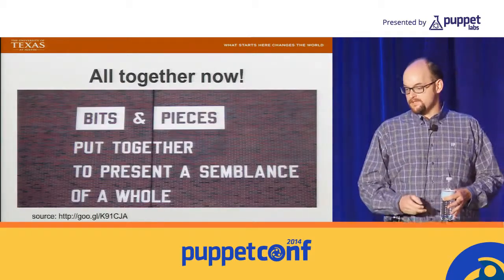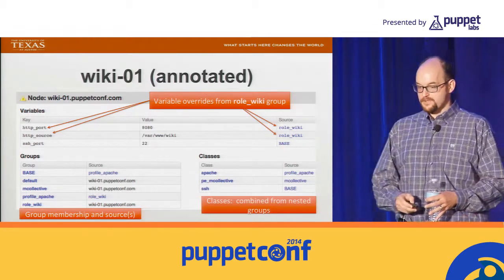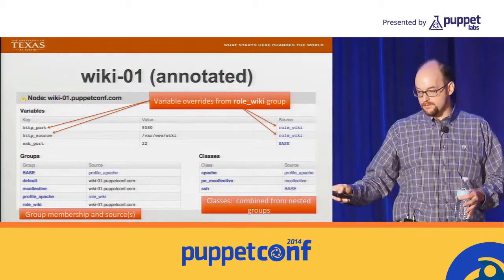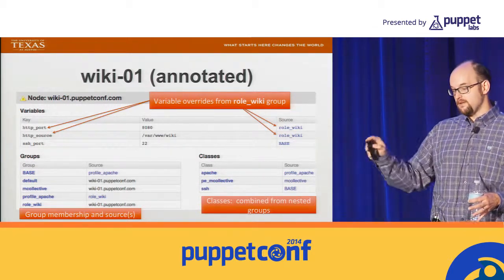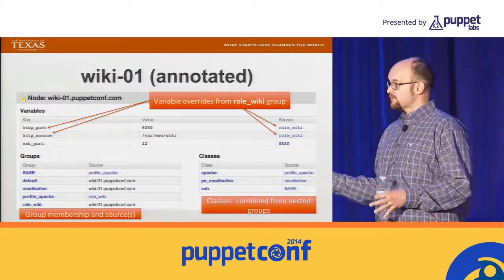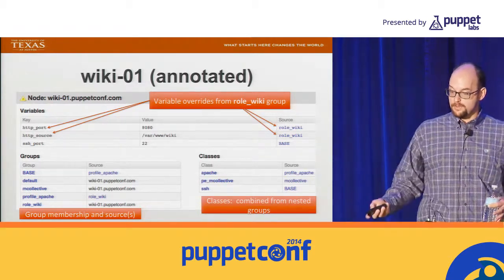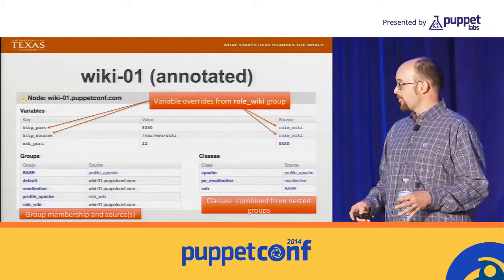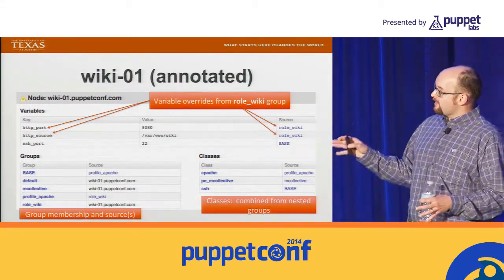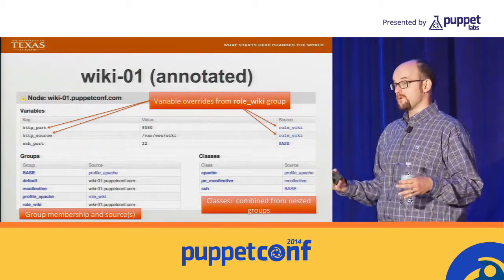Okay, so here is everything all put together. Here's an annotated version of Wikia 1. You see where the overrides are happening, and it shows you the key, the value, and where the source is. In this case, the source is coming from the role. So it's self-documenting in that sense. The bottom left shows you the group memberships and their sources, so you see where the groups are coming from. And at the bottom right, you see the classes. By looking at the node and walking back through the sources, you can tell where all of these different pieces are coming from.